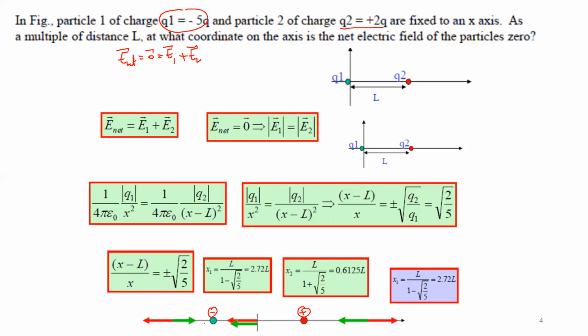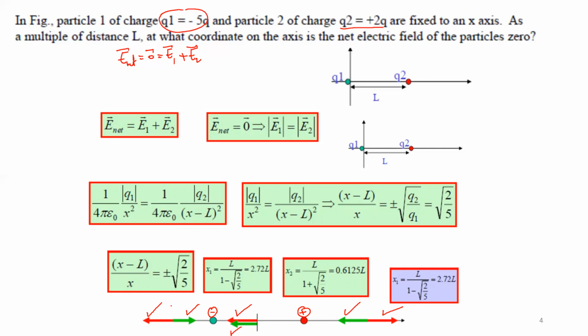Okay. For the green one, the electric field will always be pointing towards the negative charge. So I have this here, and I have this, and I have this. For the red electric field, it's a positive charge, so the electric field will point away. So I have this, and I have this. All of them are pointing away.